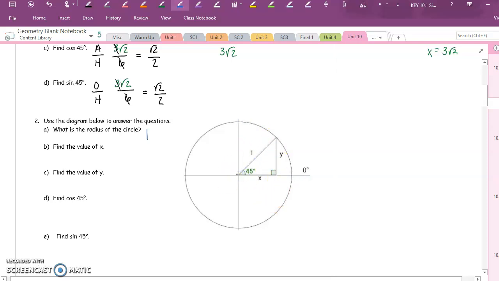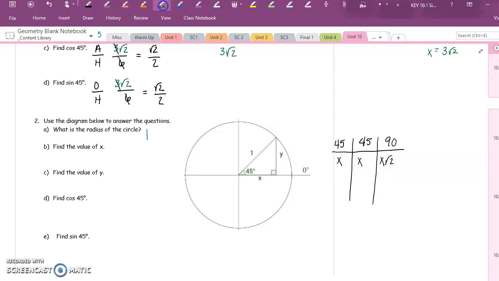In part B, it says find the value of x. In part C, it says find the value of y. So once again, we're going to set up my 45, 45, 90 chart because the hypotenuse of this right triangle is 1. So we have x, x, x square root 2. So I'm going to set x root 2 equal to 1. Now I have to find x. So I'm going to divide each side by root 2.